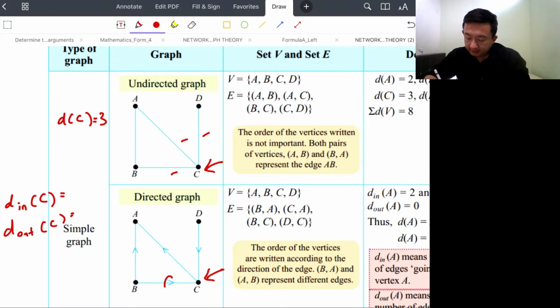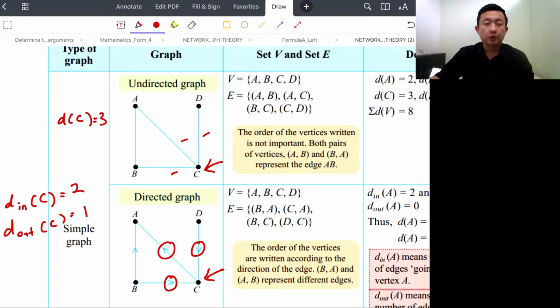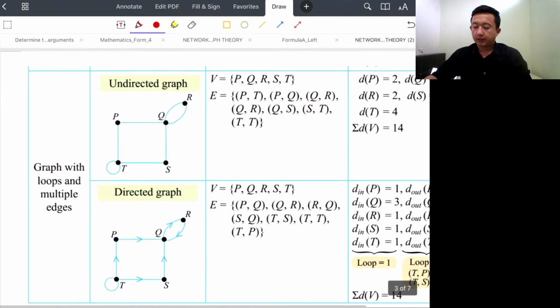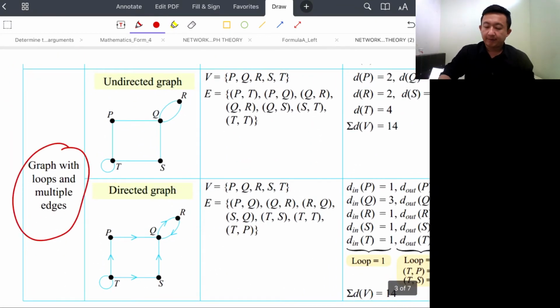Look at this. These two arrows going into C, so 2. This arrow going out from C, this is 1. So in 2, out 1. The degree for vertex C will be 2 plus 1, 3. Still 3, but it can be more precise: in 2, out 1.